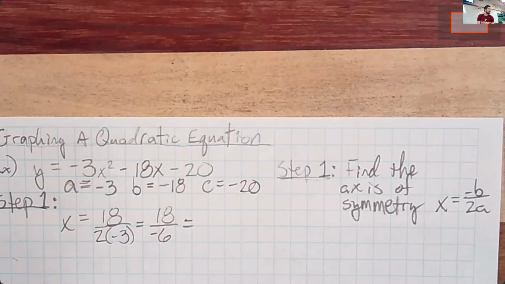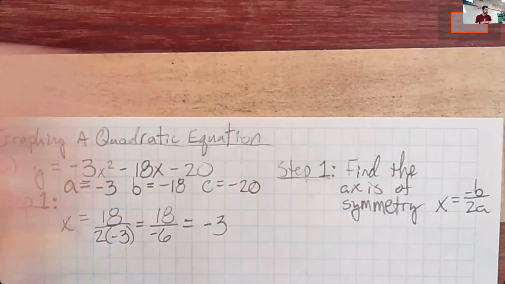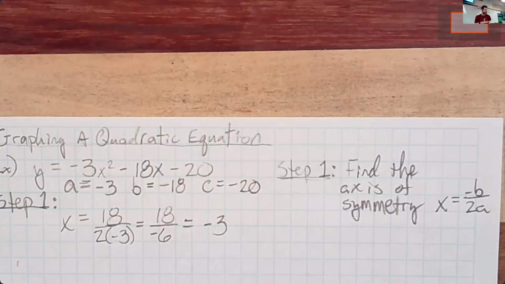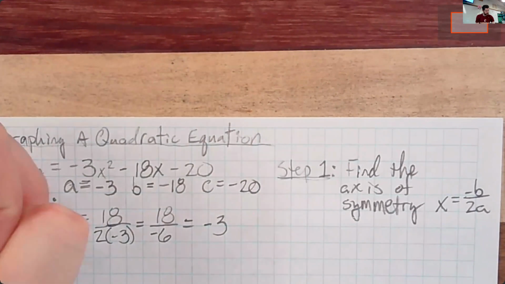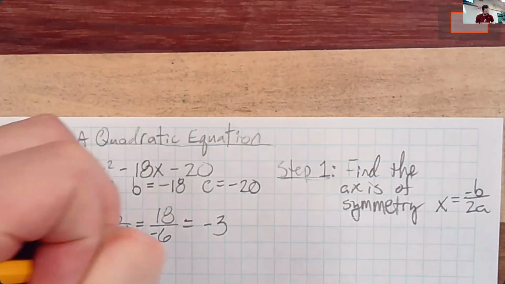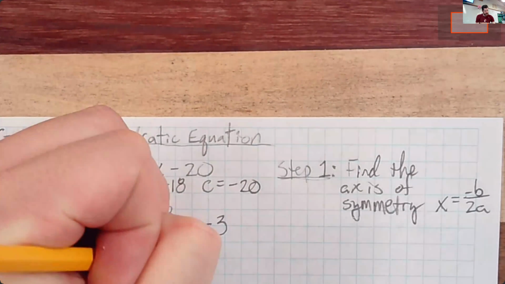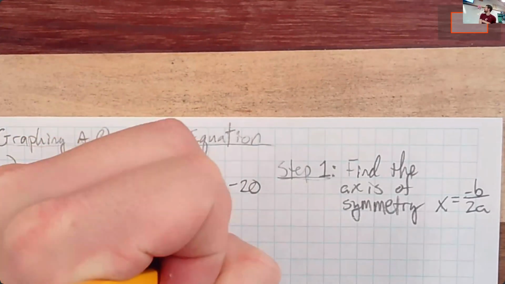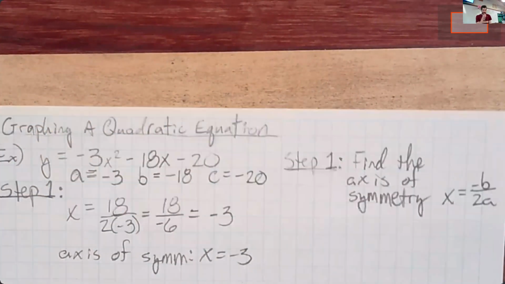What's 18 divided by negative 6? Negative 3. So the axis of symmetry is x equals negative 3. That's step 1.